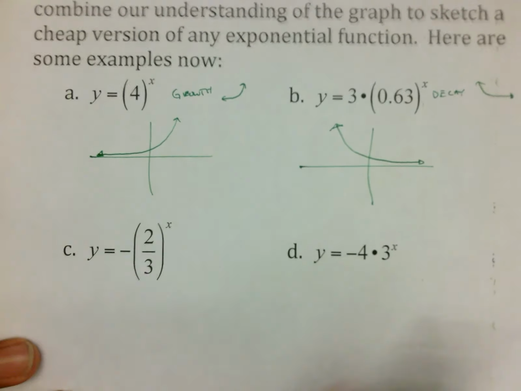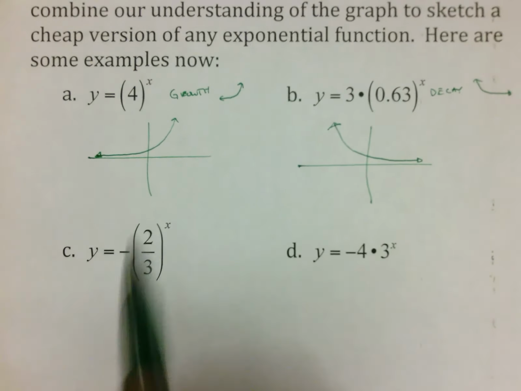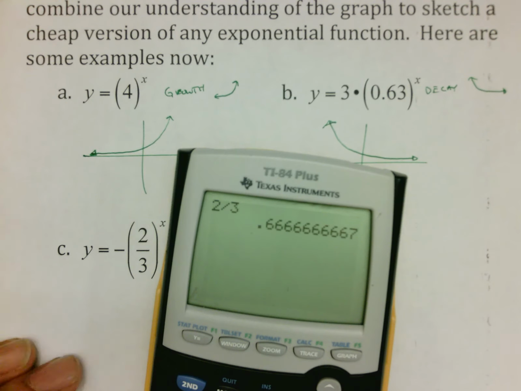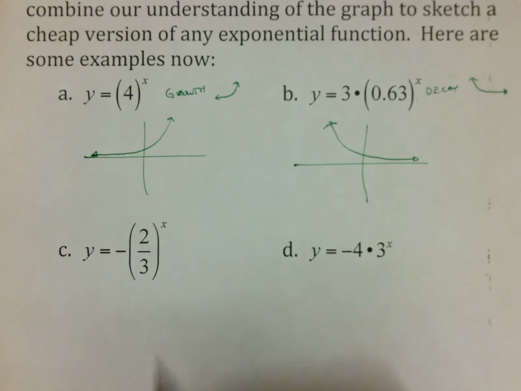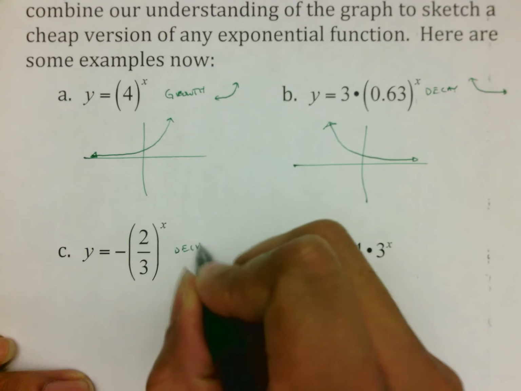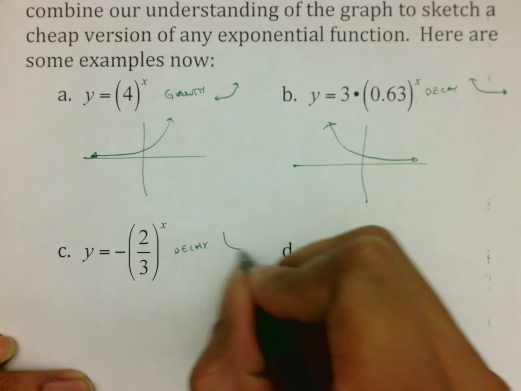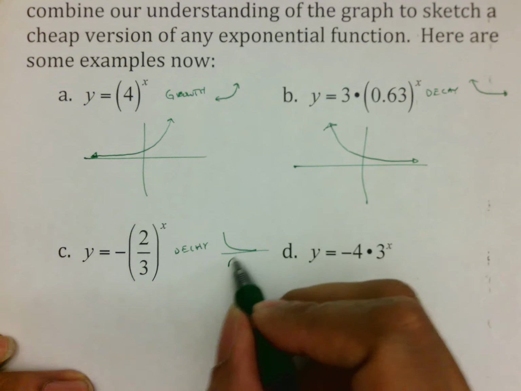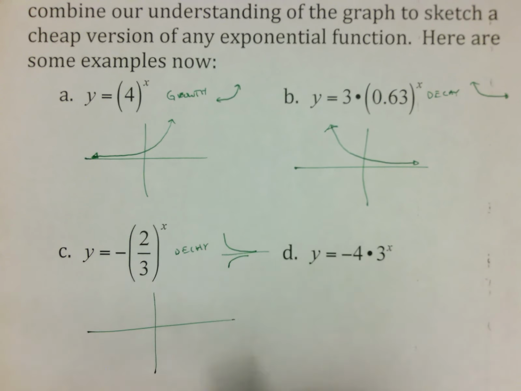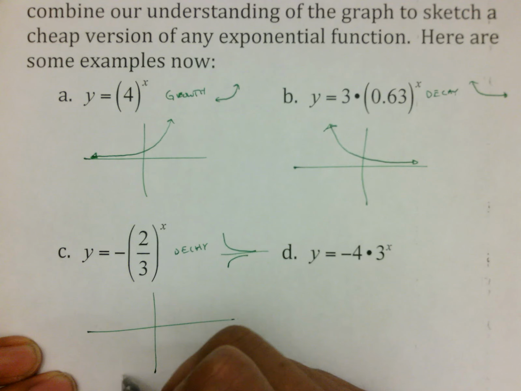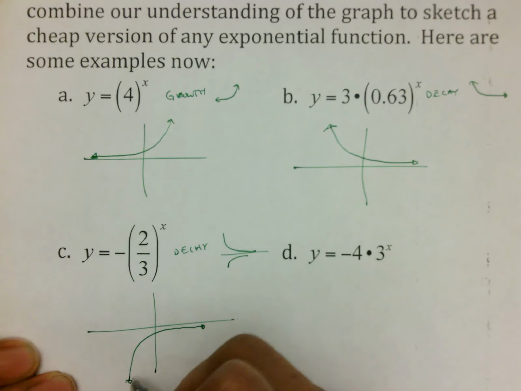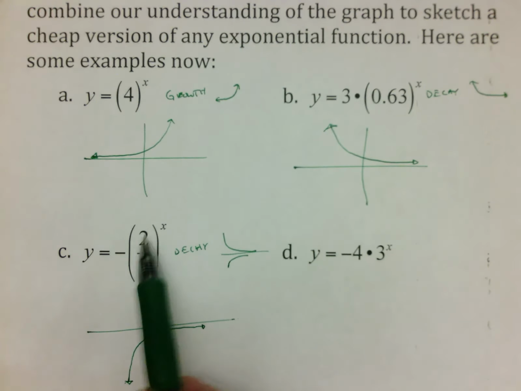When you look at C though, the base here is a fraction, and again, if you don't know whether it's bigger than 1, just do the division. 2 divided by 3 gives me the answer 0.66, so that means that this is also decay. But what you notice about this is that there is a negative, and remember what happens on a negative is it flips it over to look something like this. So this graph is actually not going to start up here, it's going to be the reflection of that graph, and it's going to look something like that. That is what the negative does.